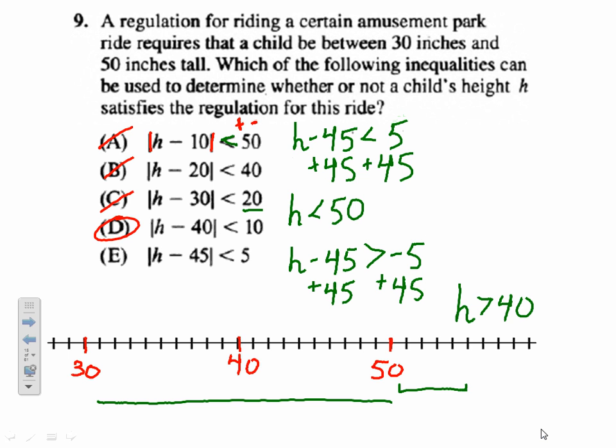So this span is just too short because it doesn't include the heights between 30 and 40 that are sufficient for the ride. So if you picked E, you did a lot of good investigative work, but E doesn't work. It works for a lot of the options that work, but it doesn't cover all of the heights that can fit this description of being between 30 inches and 50 inches tall. Okay, I'm going to stop the video here, and then I'm going to explain another way to do this problem in the next video.